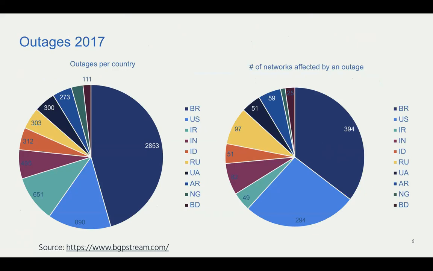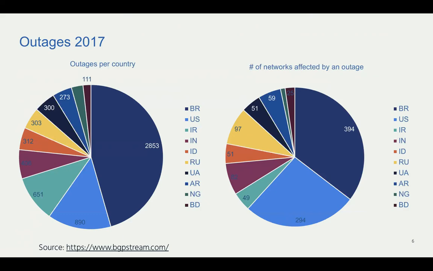And if we look at the outages through 2017, we can see that in absolute numbers, Brazil leads, followed by United States and Iran. But maybe absolute number of outages is not descriptive enough. Maybe we should look at number of networks affected by an outage, because there might be networks that struggle a lot, and their customers are affected, but the rest of the internet is doing fine. Well, again, if you look at the right chart, you will see that Brazil and US are still leading this list, although others are contributing much less.